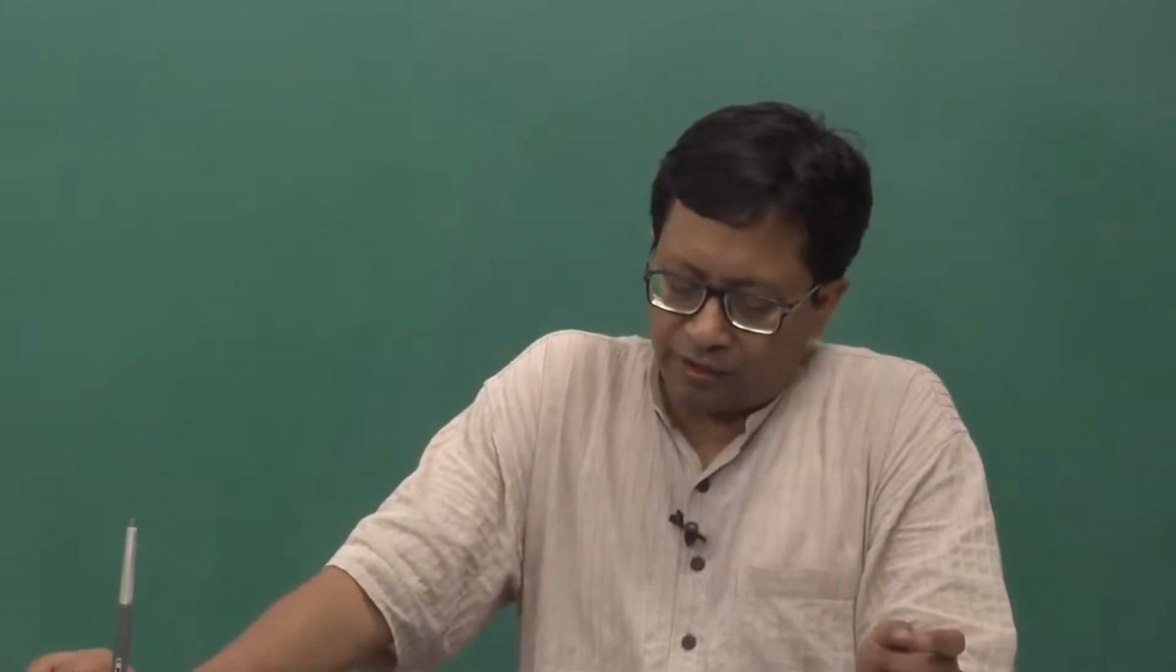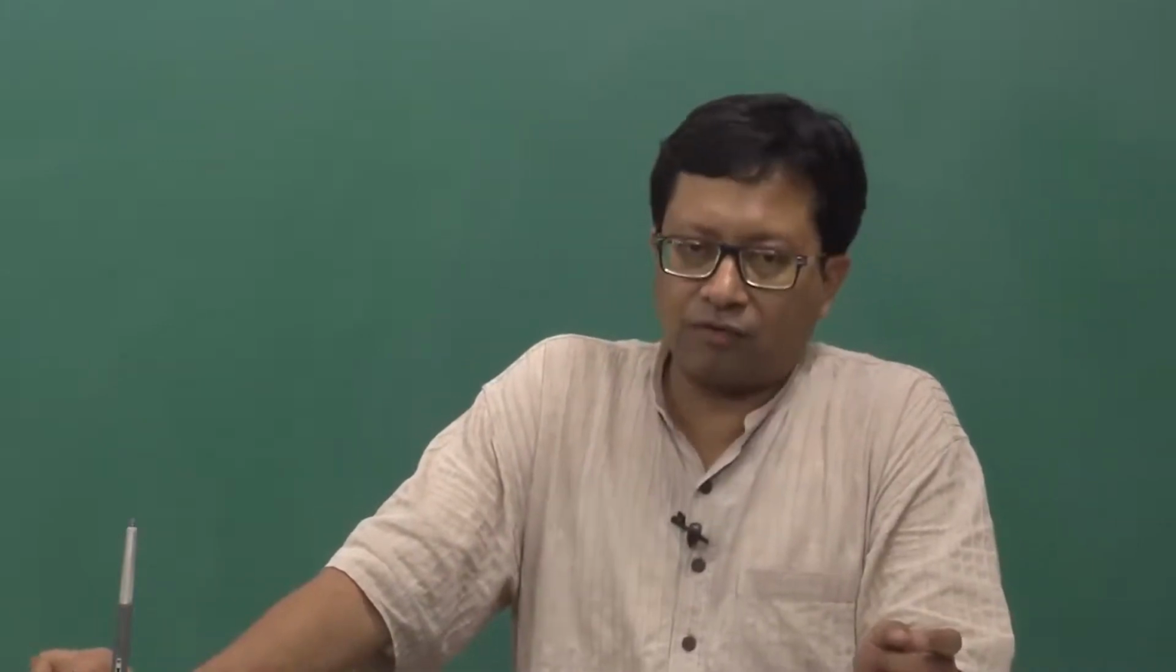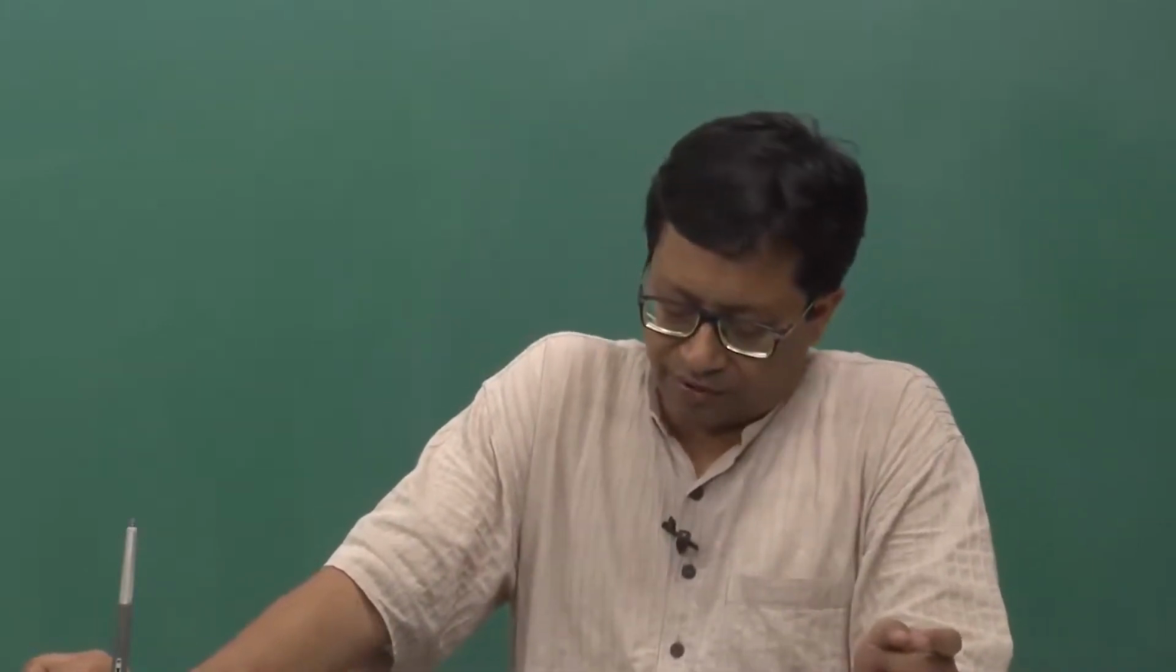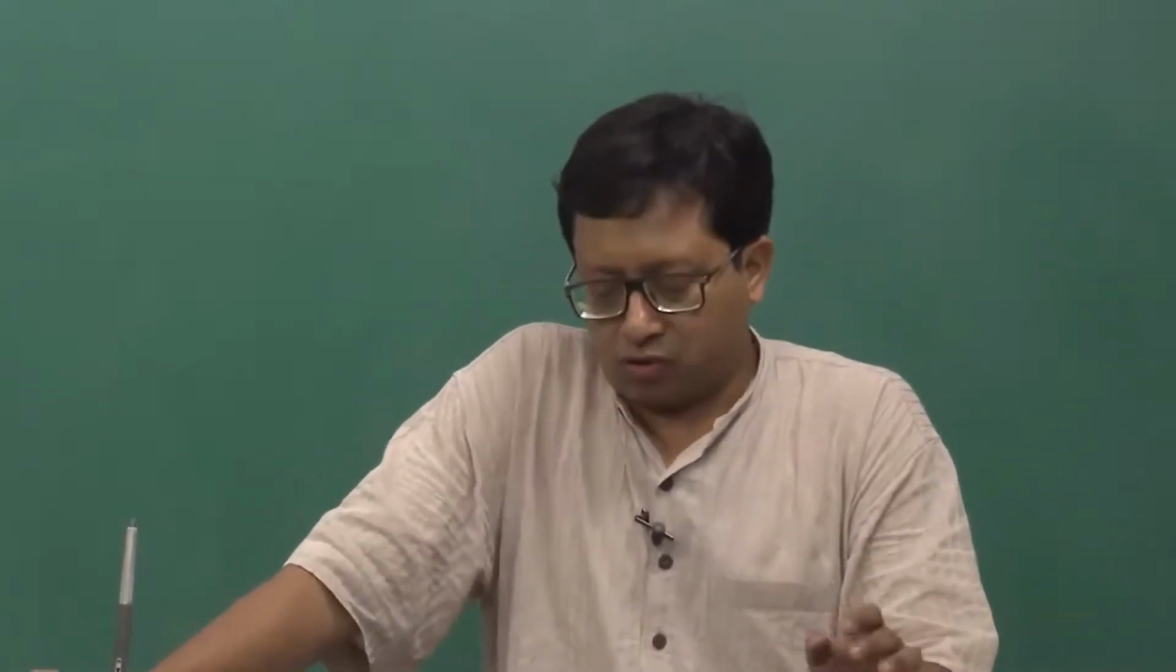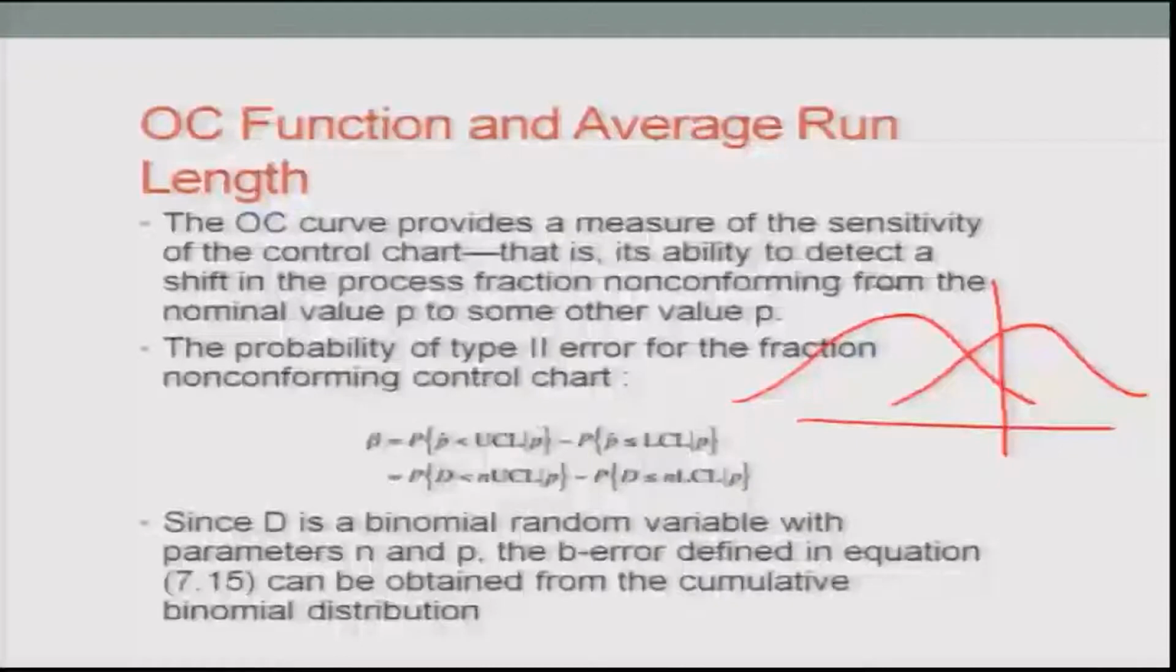Now, the probability of type 2 error for the fraction non-conforming charts is basically given by the fact that, given P, you want to find out whether the upper control limit is more than P hat. And here what you want to find out is that there are two types of errors.